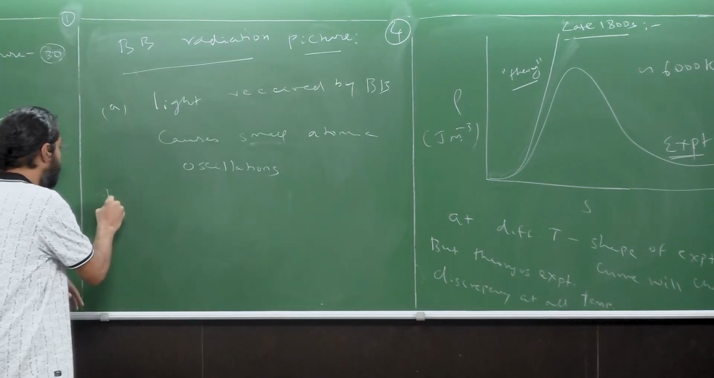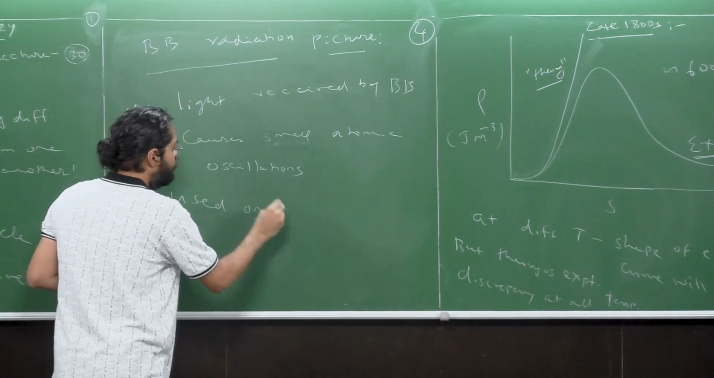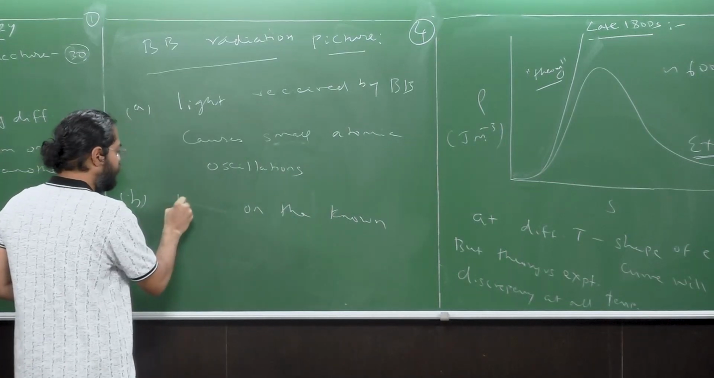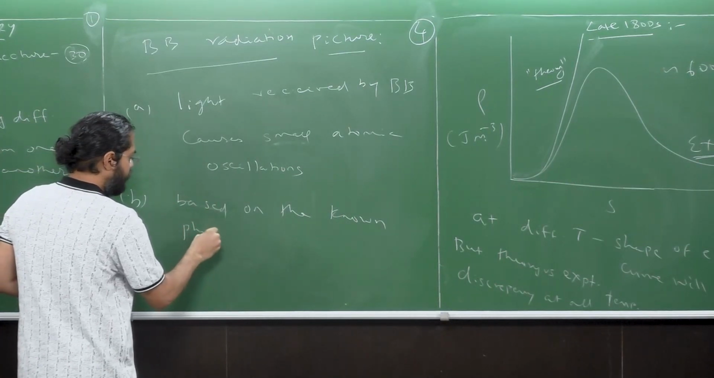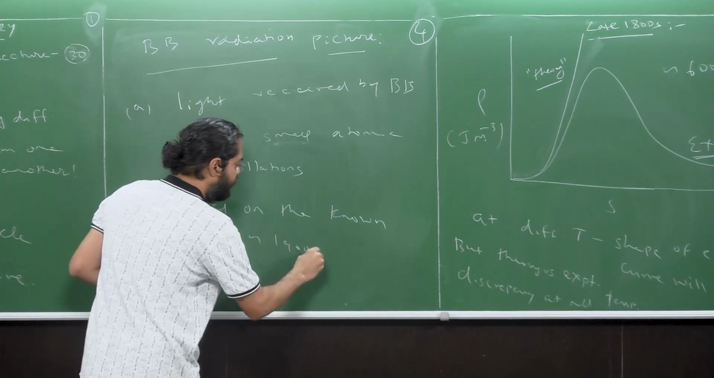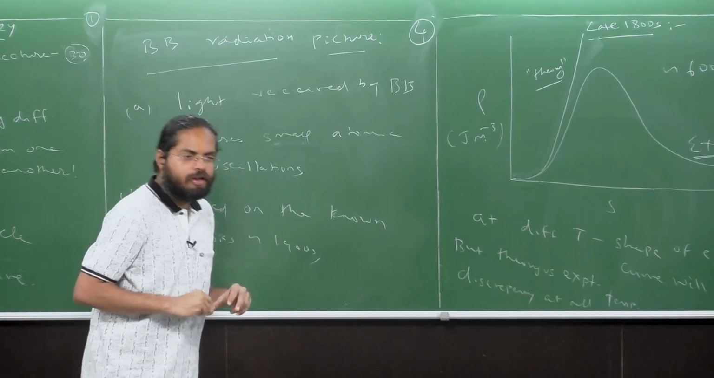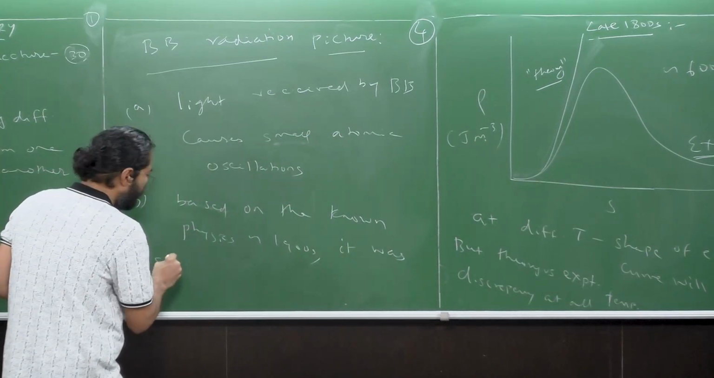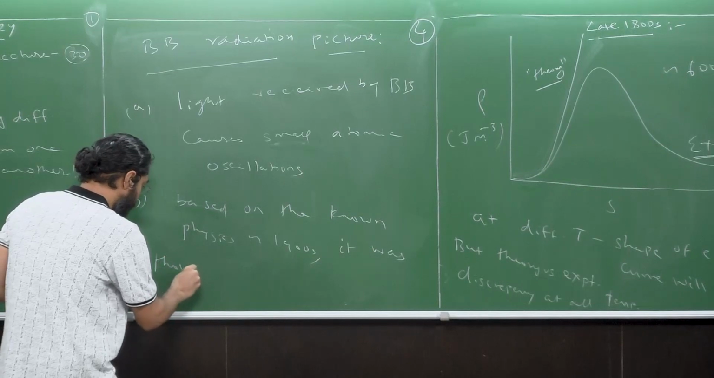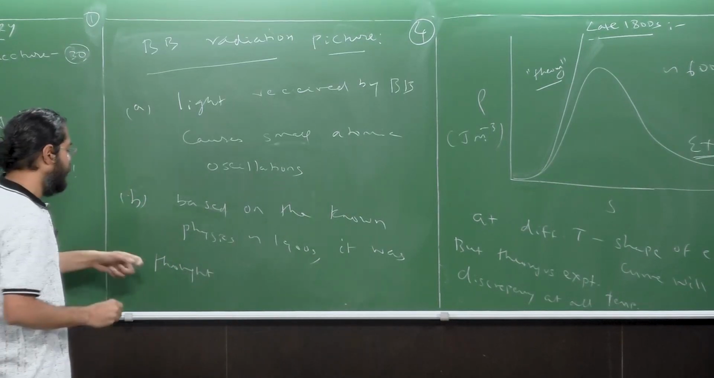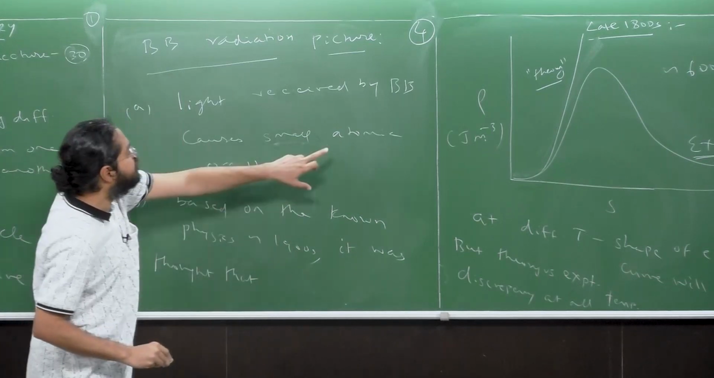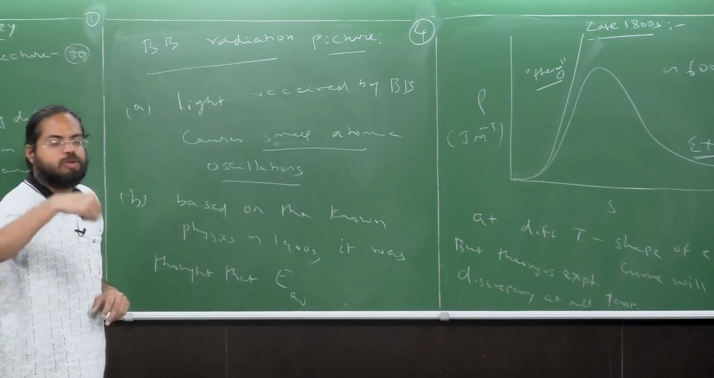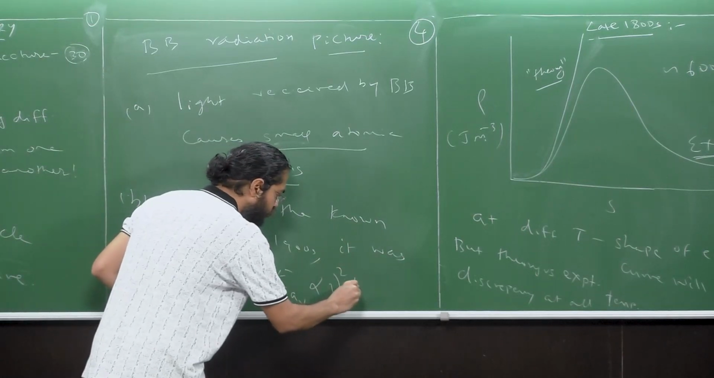Now, based on the known physics in approximately the 1900s, it was thought, because we're talking about the theoretical aspect, that the average energy of each of these small atomic oscillations was proportional to nu square kBT.